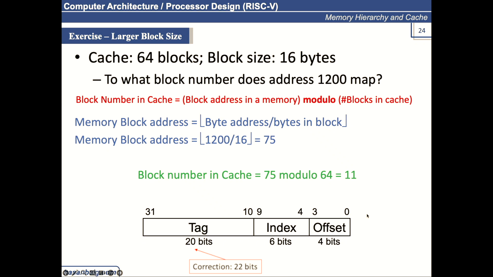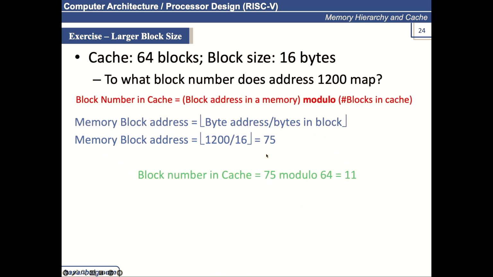Total 32 bits. 4 plus 6 plus 22. So 0 to 31. Okay, so it should be 22 tag bits, from 10 to 31. Yeah, okay?